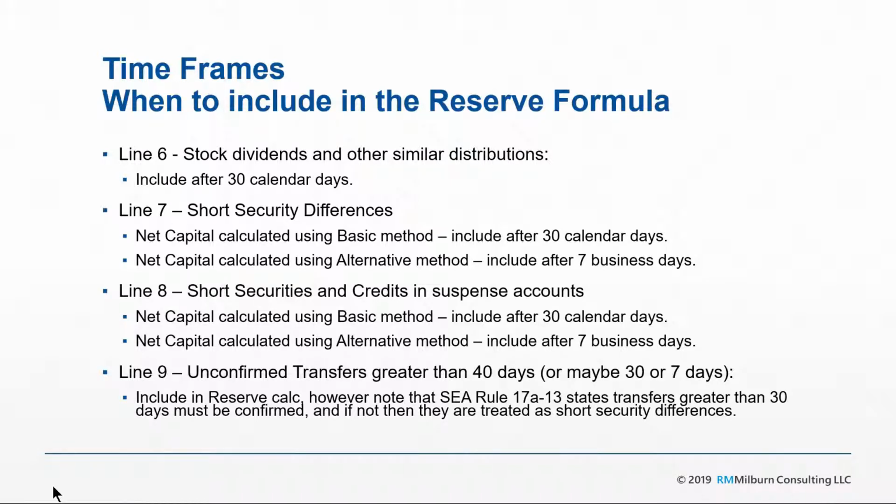And for line 9, even though it says unconfirmed transfers greater than 40 days, really what's going to happen is that you're going to follow Securities Exchange Act Rule 17a-13, which requires a securities count every calendar quarter. And if you have transfers that have not been confirmed greater than 30 days, then you're going to have to treat them as short security differences.